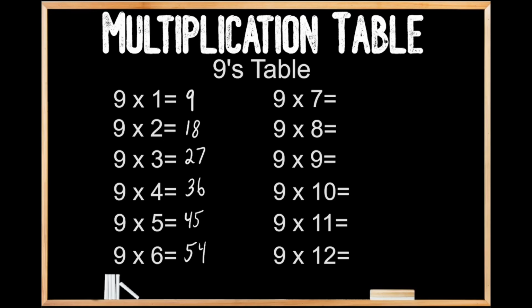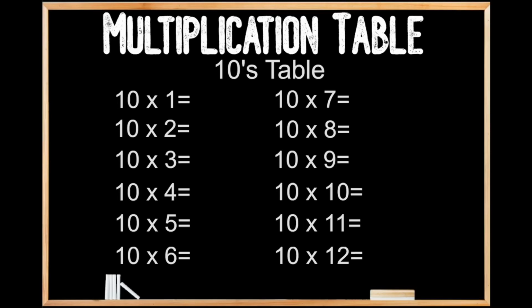9 times 7 is 63. 9 times 8 is 72. 9 times 9 is 81. 9 times 10 is 90. 9 times 11 is 99. And 9 times 12 is 108.